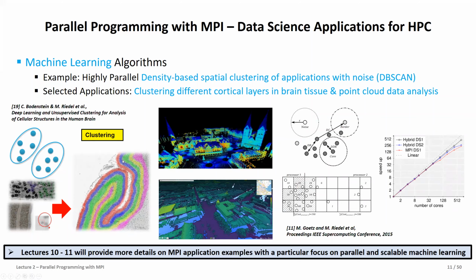Another example is here when you have high resolution images of the human brain cut, and clustering is used to find out these different cortical layers with different functions of the human brain. And of course you do this in 3D, so this adds complexity.